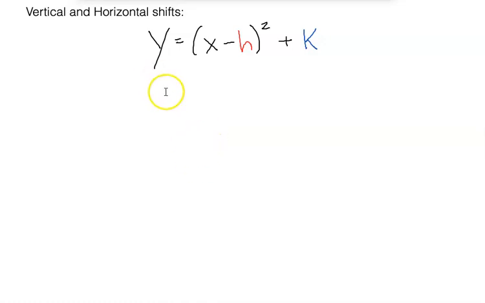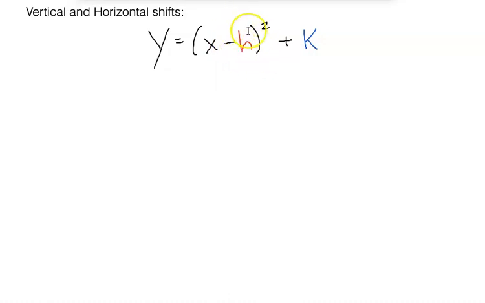In this video, we are going to take a look at how to identify vertical and horizontal shifts when an equation is written in vertex form. So here is our equation written in vertex form. We've got y equals (x minus h) squared plus k. And something to remember is that in vertex form, we always have x minus h.